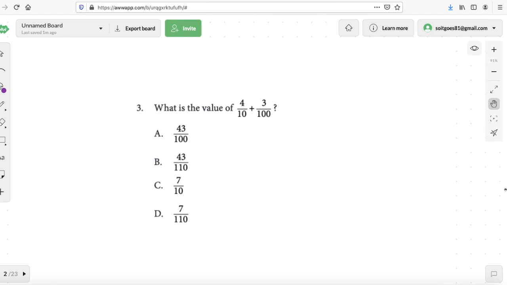Are we talking more than half? Less than half? You think it's more than half? A little bit less than half, actually. Still a little bit less than half, right? Because 4/10 is less than half. Not a ton less, but it's less. But 3/100 is almost nothing. Does that make sense? So it's going to be more than 4/10, but it's going to be a little bit less than 1/2. Does that make sense? Okay, let's look at the answer choices.